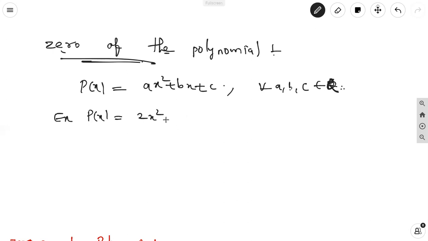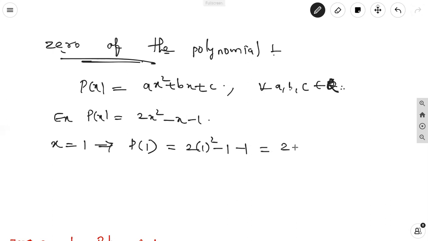for example, we are taking 2x square minus x minus 1 as one example. When we take the x value, suppose we are choosing x equal to 1, then substituting that x value in the polynomial, replacing x with 1, that is 2 into 1 square minus 1 minus 1, it is equal to 2 minus 2, it should be 0.